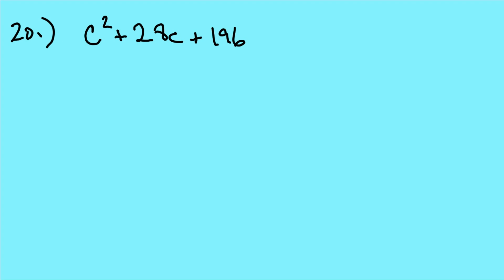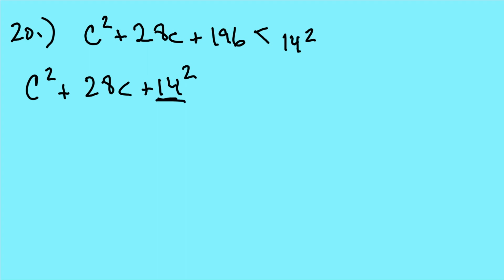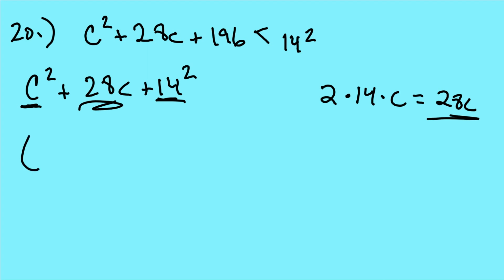Alright, so number 20, I have c squared plus 28c plus 196. Hopefully, right away you understand 196 is 14 squared. So I'm going to rewrite it as c squared plus 28c plus 14 squared. So there's my a, and there's my b. So if my middle is 2 times 14 times c, which is 28c, if those match, which they do, I can write this as c plus 14 and just put a little 2 there, and that's my answer.